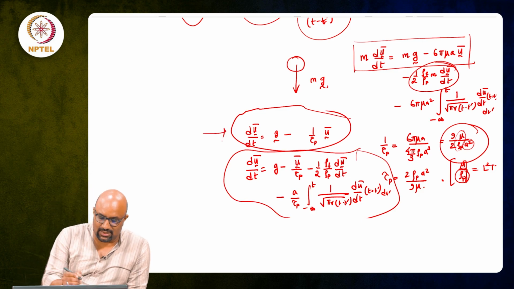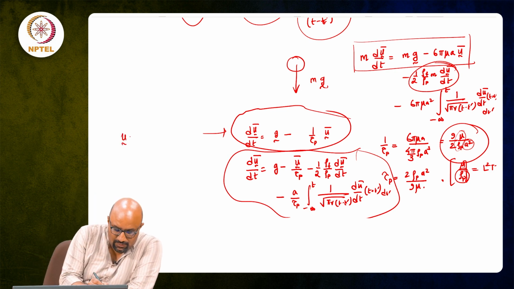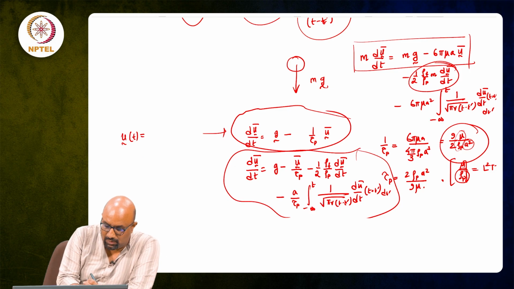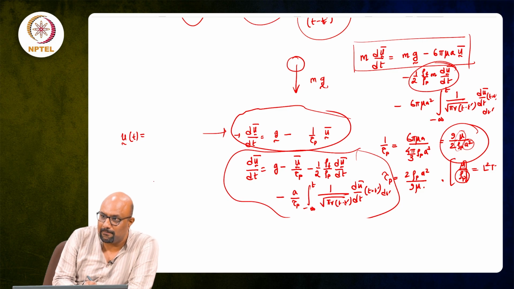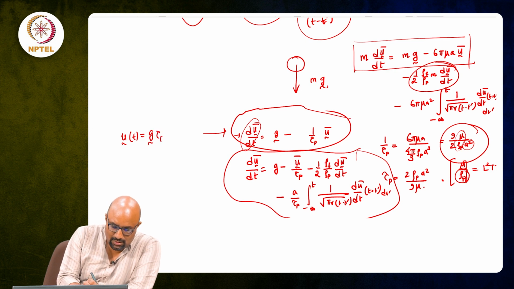Now, this equation is quite simple, right? It is a first order differential equation in U. So, if you solve this equation, what do you observe? U of t is equal to, what is the steady state value of this equation? Can you find the steady state without solving this equation? At steady state, what is the value of du dt? 0. If it is steady state, the velocity is constant, acceleration is 0. So, at steady state the solution is g tau p.